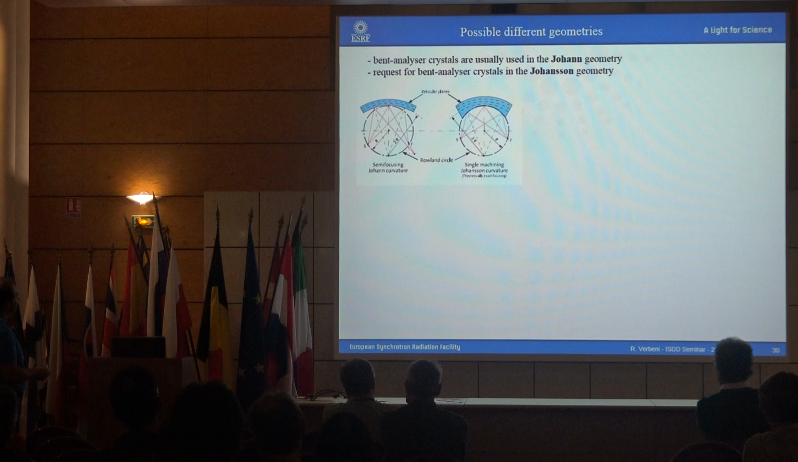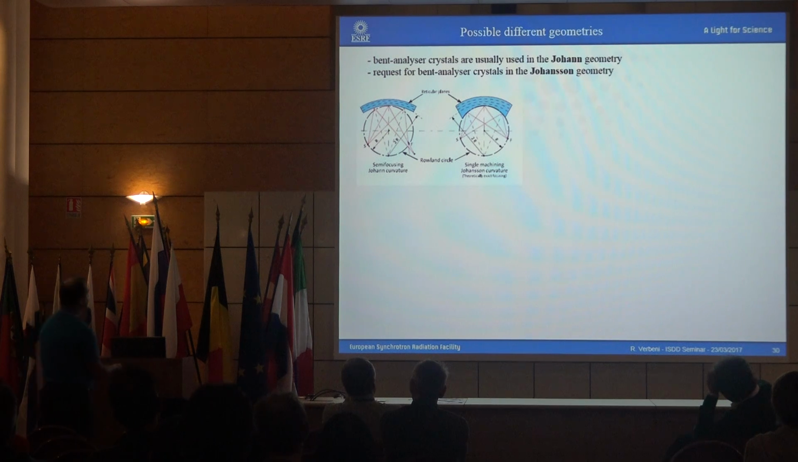This makes some error of focusing on the detector position because you don't focus properly. To solve this problem, you have to go to so-called Johansson curvature. So here you also have this Roland circle, but the surface has the same radius as your Roland circle. These analyzers are not so common because it's very, very difficult to produce.